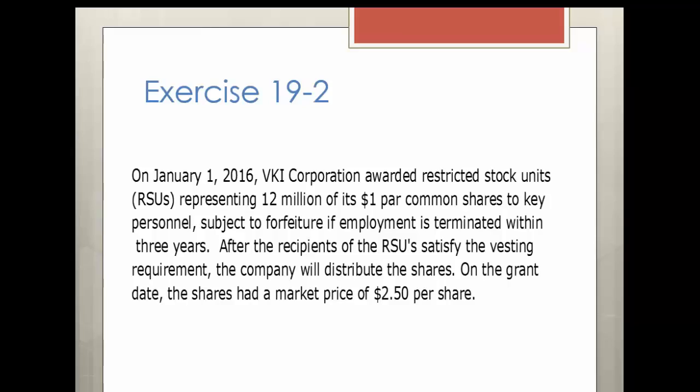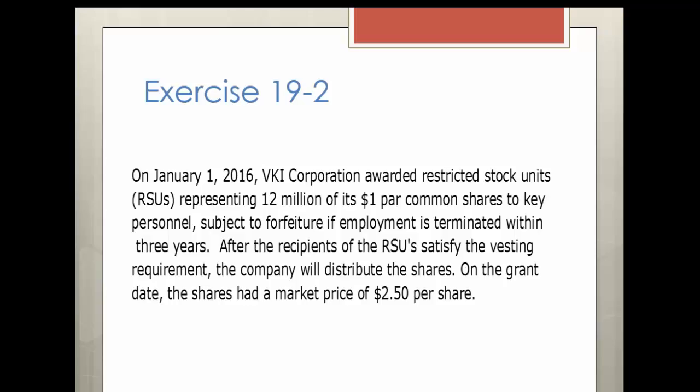We're going to focus on some very specific exercises, and these exercises are going to come from Chapter 19. If we do have some time, we're going to focus on a couple of other exercises from the other book, the prior book. So what we're looking at here is, on January 1st, 2016, VKI awarded restricted stock units, or RSUs, representing 12 million shares of its $1 par value common shares to key personnel, subject to forfeiture if the employment is terminated within the next 3 years.